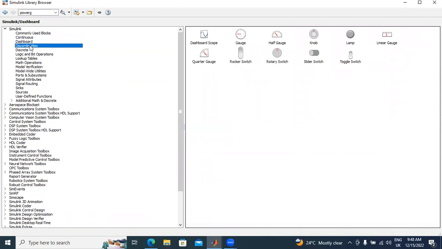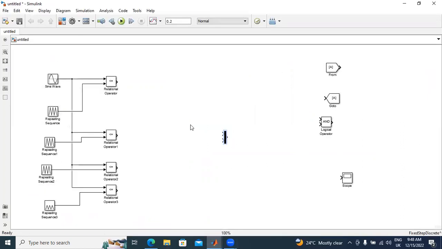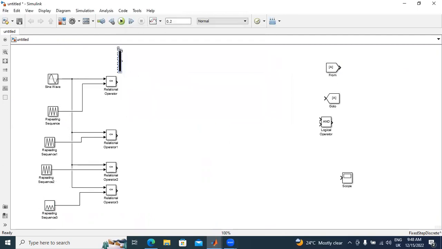Dashboard. We'll go to signal routing. I will take one mux block. I will add this one. Okay, now I will double click this mux. I will give here number of inputs 5. Okay, I will give here number of inputs 5.